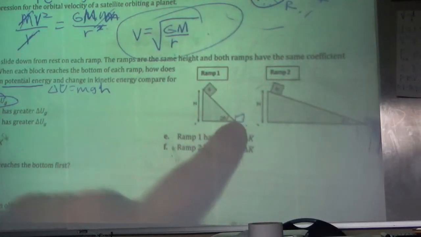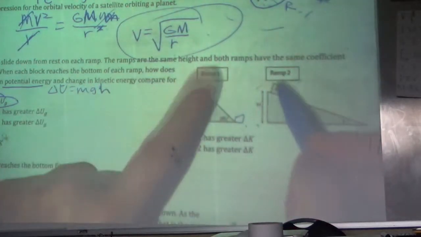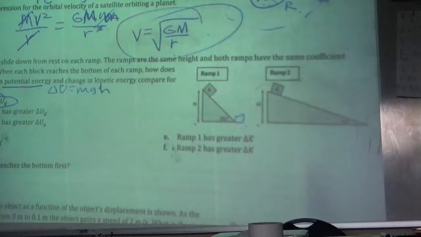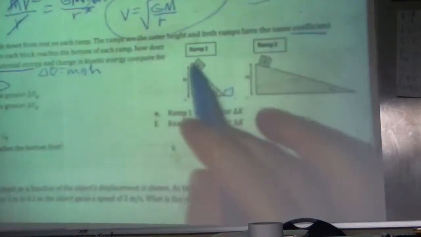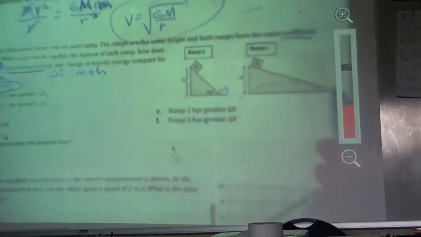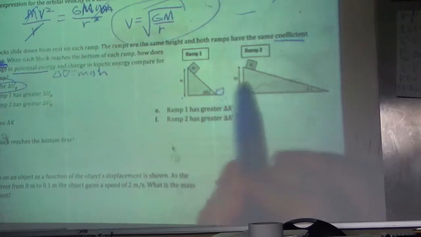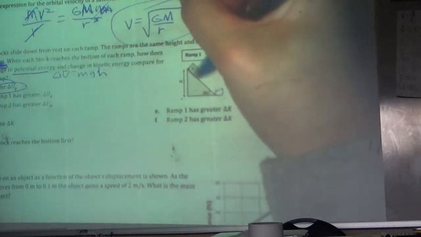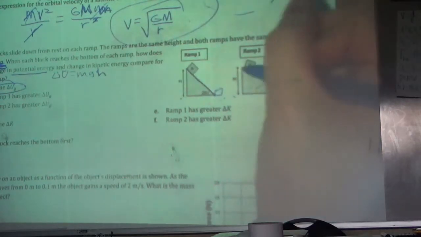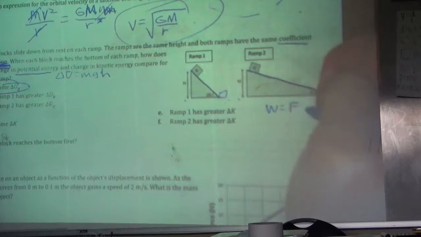Now most of you are probably thinking, oh, it would have the same change in kinetic because it says the same potential energy. But energy is not conserved here because it says that they have friction. So both of these are going to lose some of their potential energy due to friction. Now you'll notice that they will not lose the same amount because ramp 1 has less distance to travel than ramp 2. And we know that the work due to friction, any work, is force times distance.